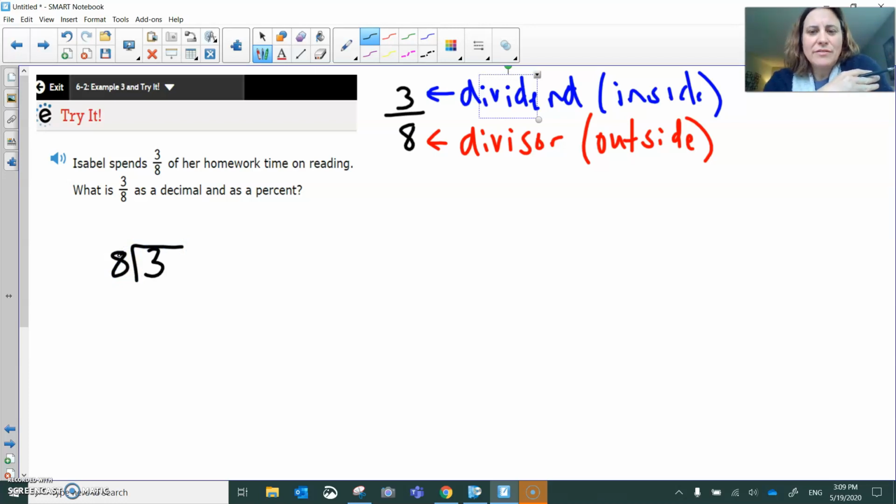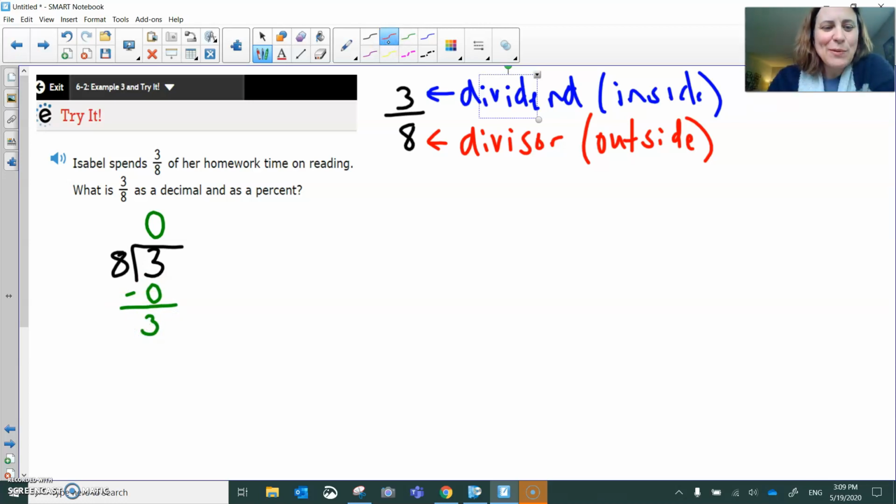What I showed you in that other video, that I won't go into super specifically here, is you want to try to figure out how many times you could subtract the number 8 from the number 3. And the answer is you can't. So we're going to put in a 0. And 8 times 0 is 0. 3 minus 0 is still 3. So we need to keep going.